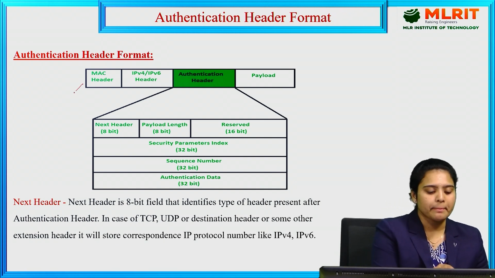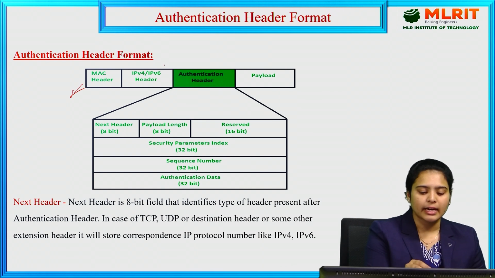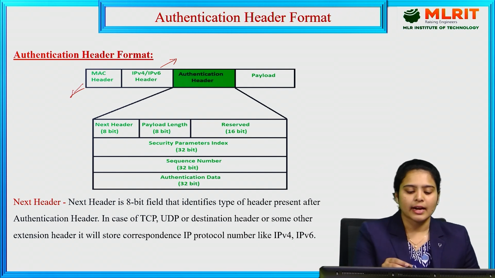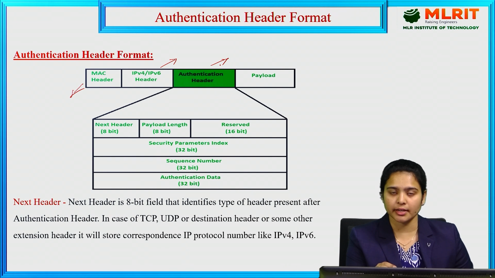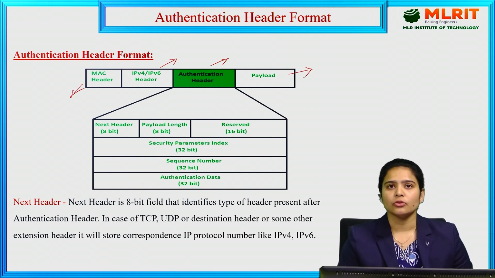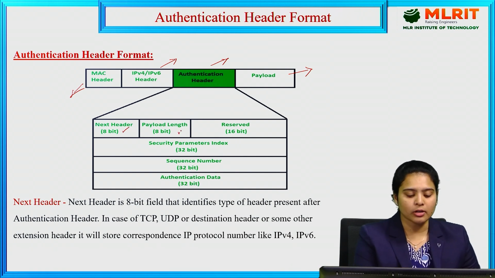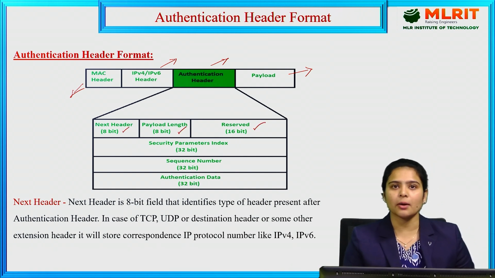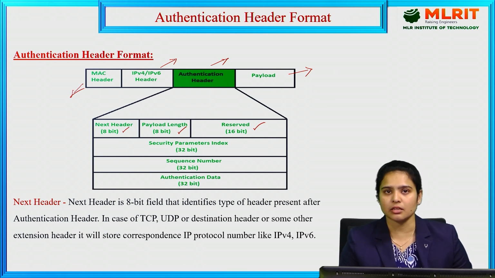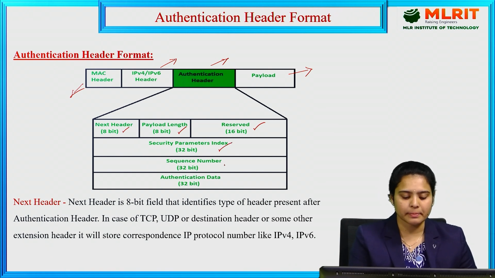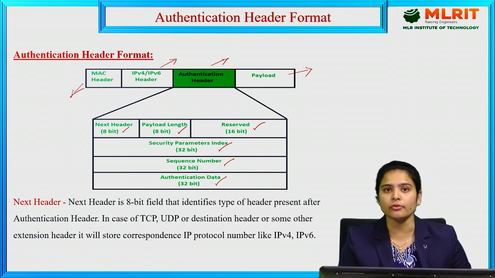Here there will be a MAC header and the header information of internet protocols such as IPv4 and IPv6. And here there will be the authentication header and a payload. The authentication header contains next header of 8 bits and payload length of 8 bits, which together make 16 bits. Then there is the Security Parameter Index consisting of 32 bits, as well as the sequence number and the authentication data consisting of 32 bits.